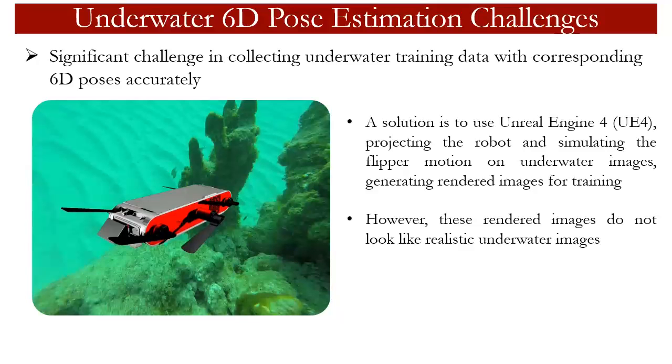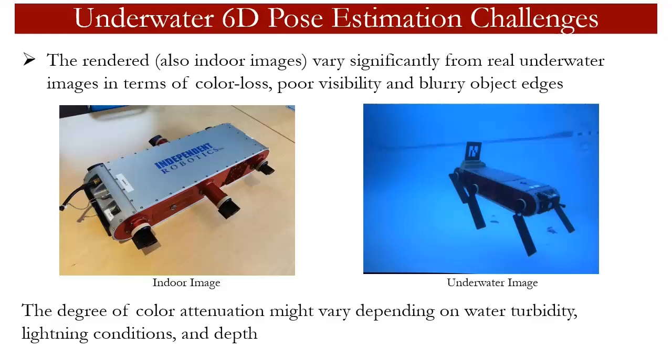Moreover, the ground truth poses of Aqua 2 swimming along with the flipper motion are obtained, which we call the rendered dataset. However, these rendered images do not look like realistic underwater images. The rendered images vary significantly from real underwater images in terms of color loss, low visibility, and blurry object edges.